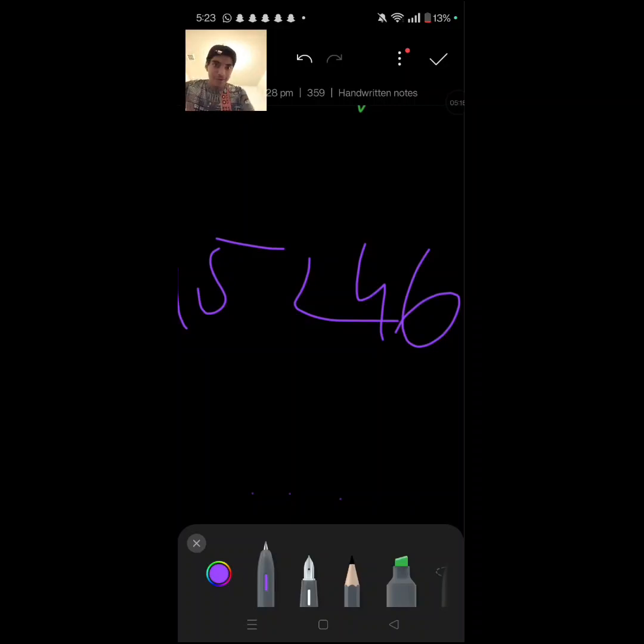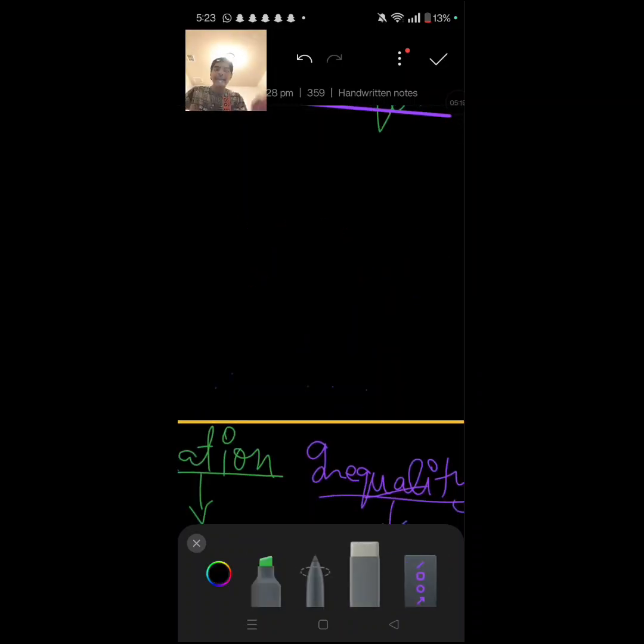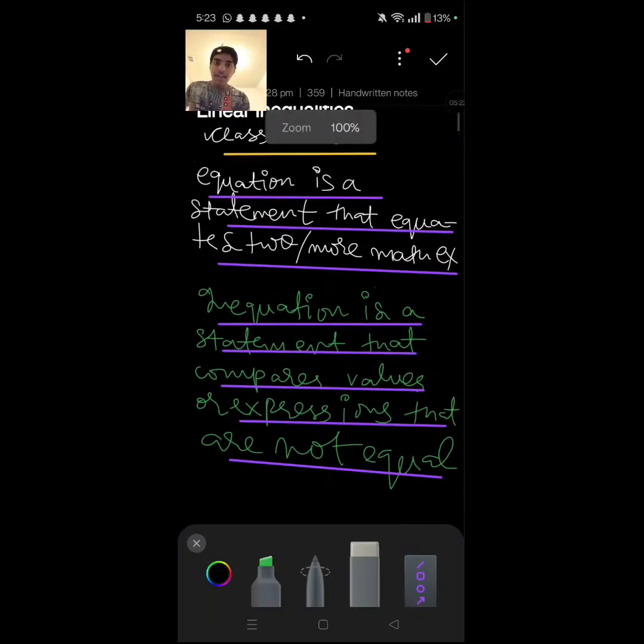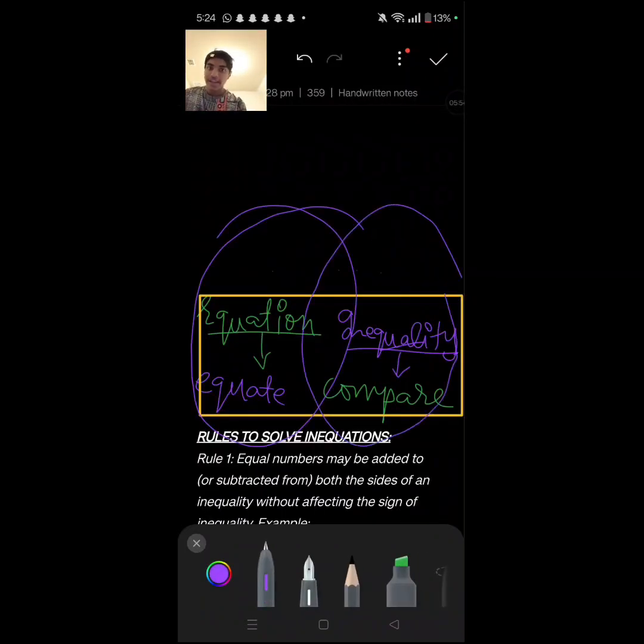So 46 is greater than 45. This right here is a simple inequation that you guys have. In simple words, an inequation is a statement that compares values or expressions that are usually not equal. Ultimately, equation equates, inequation compares. Basics. Getting it? Equation will equate, inequation will compare.